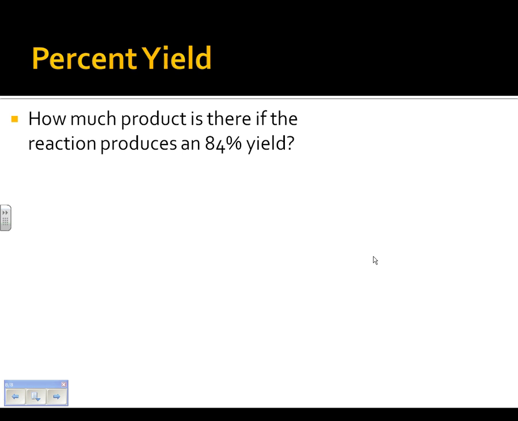Alright. To find this, we must multiply the theoretical yield, 0.524 grams, times 0.84, since there's an 84% yield, and we will get 0.44 grams CO2 at an 84% yield.